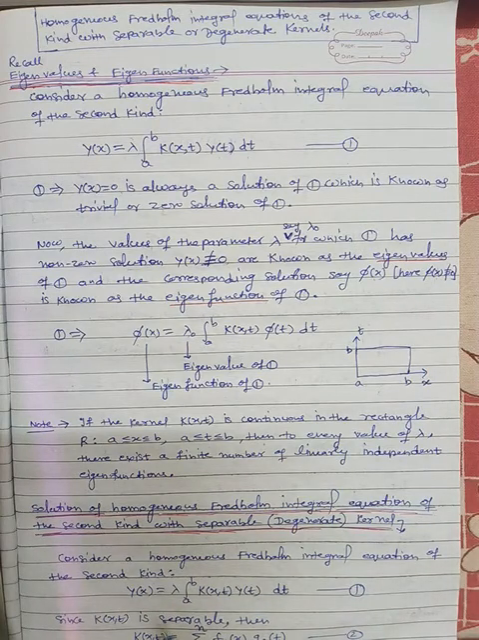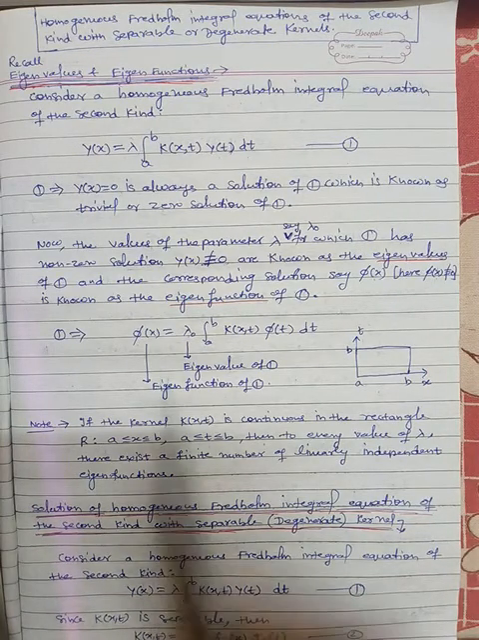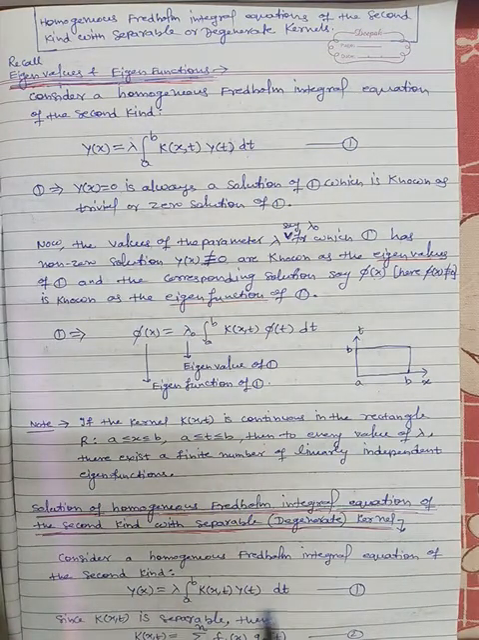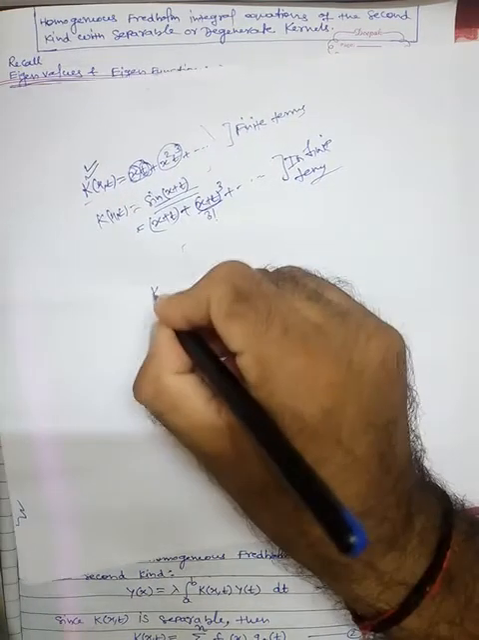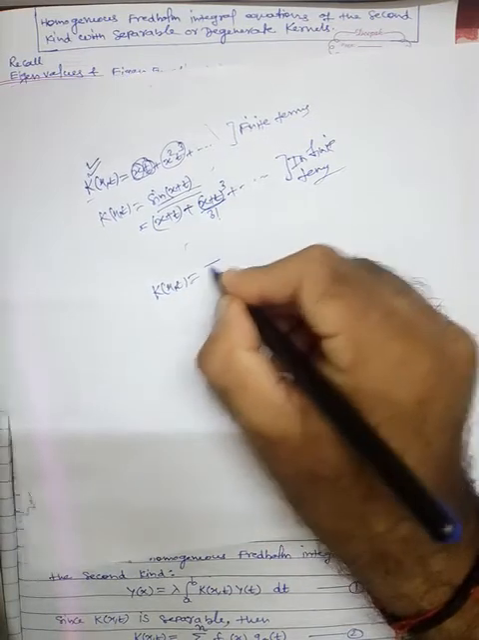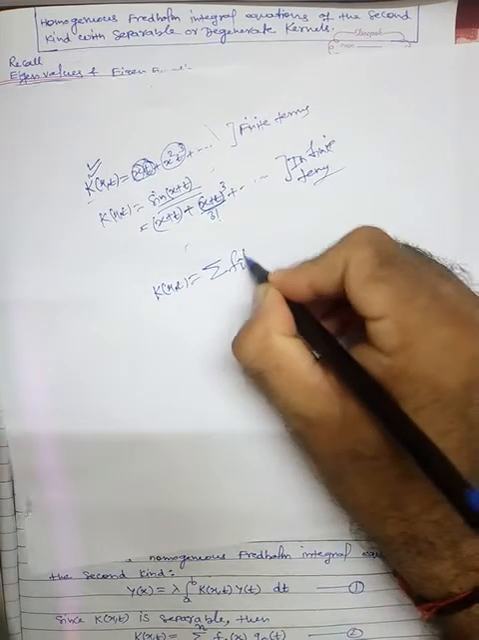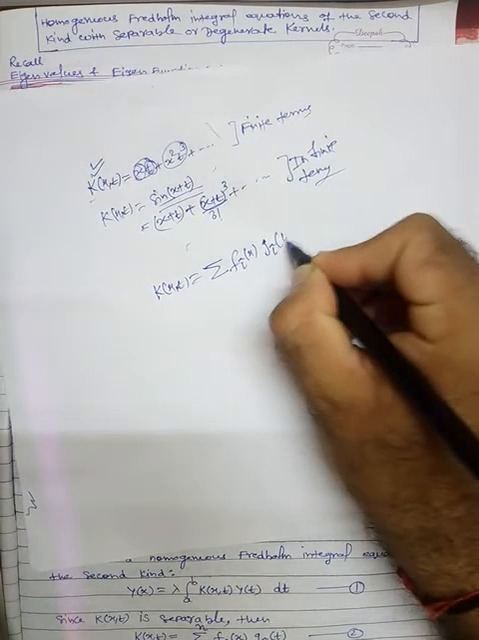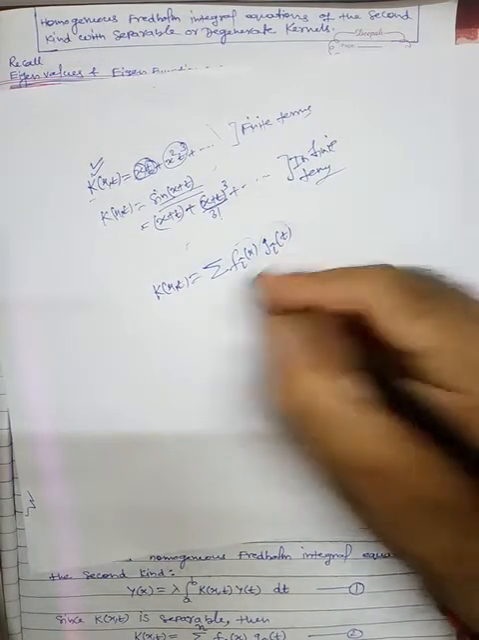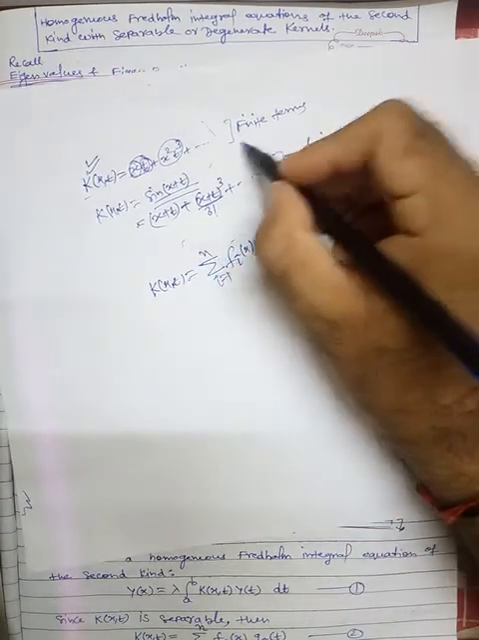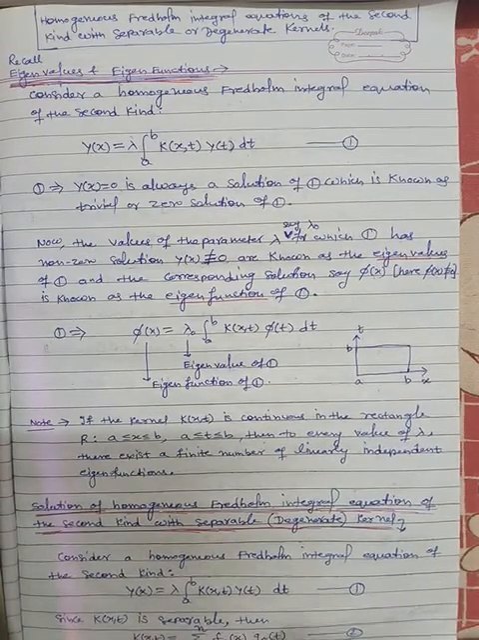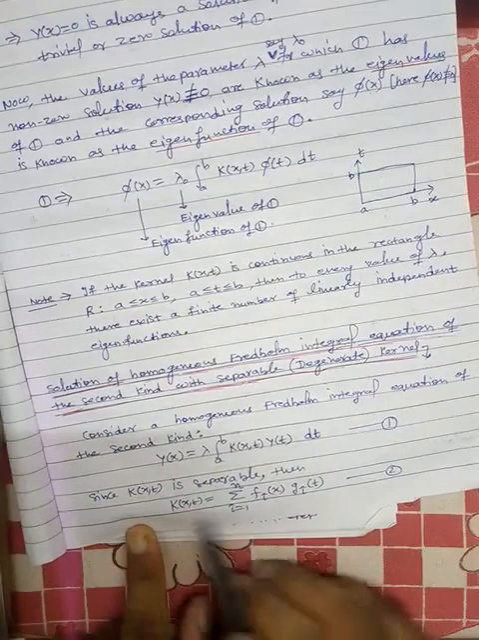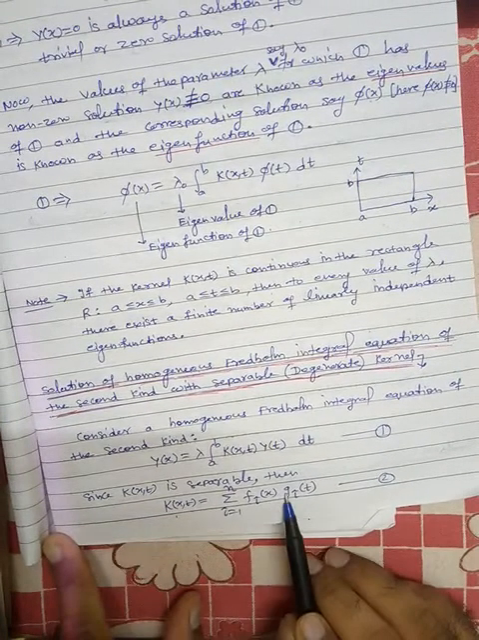So here initially we have equation number 1, this homogeneous Fredholm integral equation, where the kernel is of this kind. The kernel is a separable kernel. Separable means K(x,t) equals the summation of f_i(x) and g_i(t), a function of x only and a function of t only, where i varies from 1 to n, because we have a finite number of terms. So K(x,t) is a separable kernel, of this form, equation number 2.